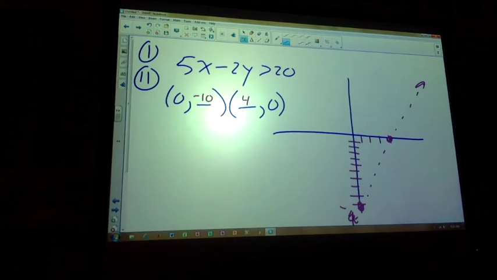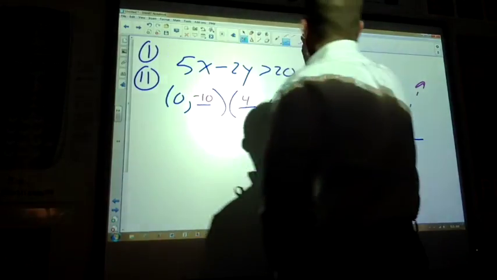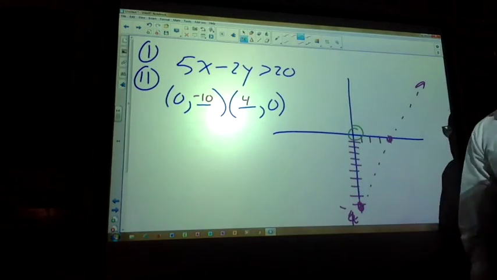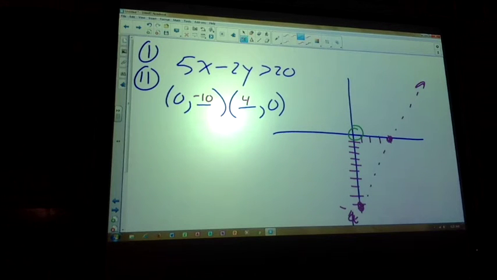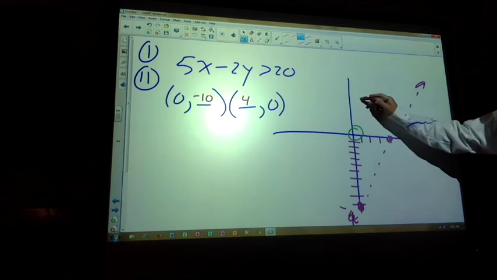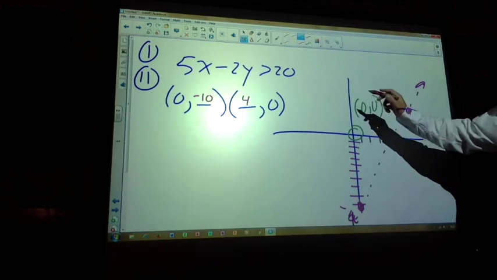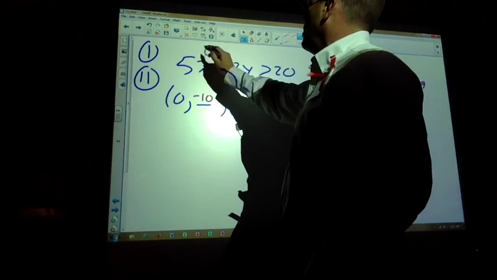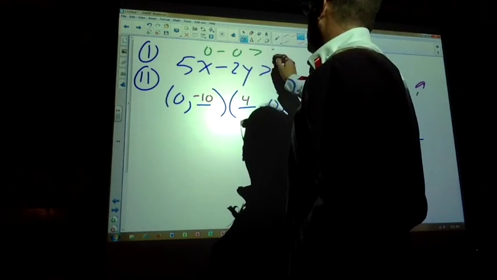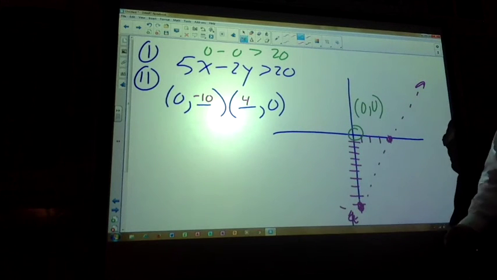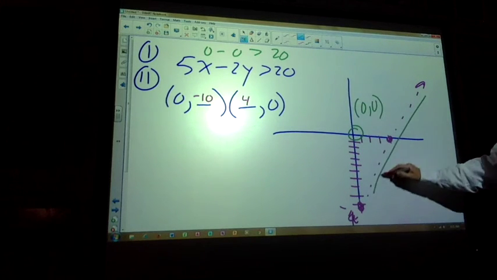All right, 0, 0, good test point. So let's see if it works. Plug it in. 5 times 0 minus 2 times 0. Is 0 greater than 20? That's false, so I'm going to shade over here.